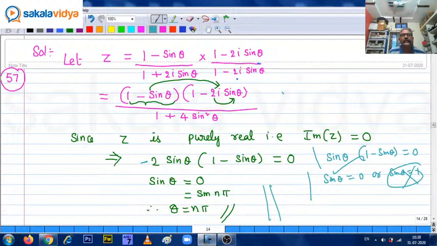See, this is actually here minus 2 sine theta is the coefficient of I multiplied by 1 minus sine theta. We get this equal to 0. Multiply sine theta into 1 minus sine theta is equal to 0 by minus 2, 0. So sine theta is equal to 0, you will get it.